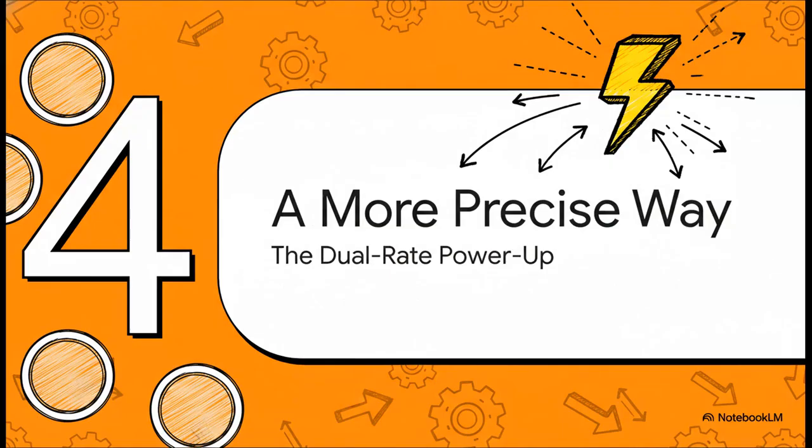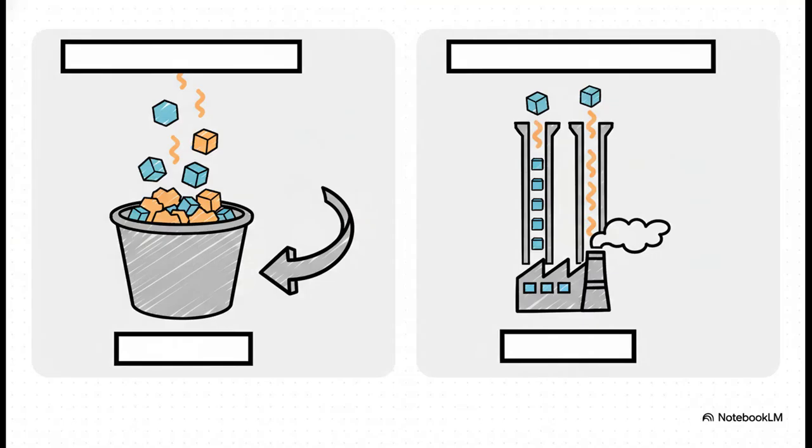Okay, so we've got our three main methods, but there's one more layer of sophistication we can add on top of any of them. Think of this less as a whole new method and more like a power-up that just makes any of the other approaches even better. This is the idea of using a dual rate. Until now, we've basically been using a single rate, lumping all of a department's costs, both fixed and variable, into one big bucket. Well, the dual rate method is smarter.